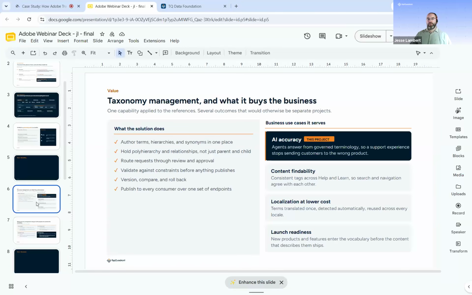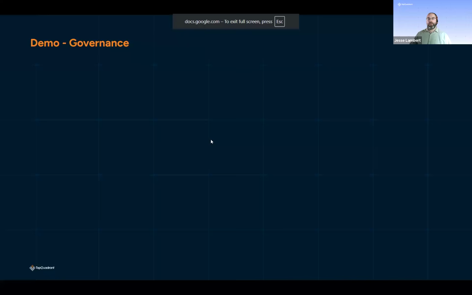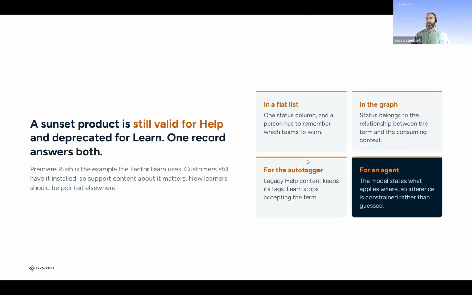Going back real quick, obviously this is a huge value moving forward because we've automated, or at least made programmatically available, Adobe's desire to control the process. So request, candidate things, normalize those, bring those in alignment, validate, get approval, and publish. So we've been able to automate that whole sequence, and we are able to handle complex scenarios and situations.